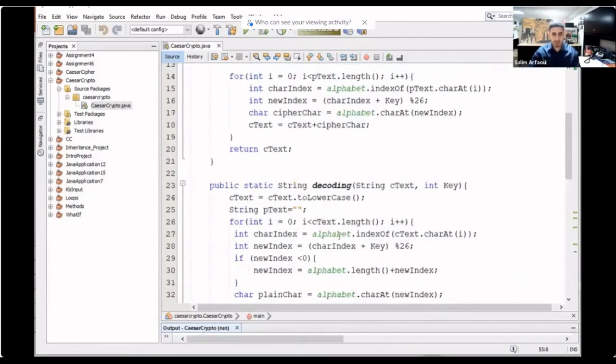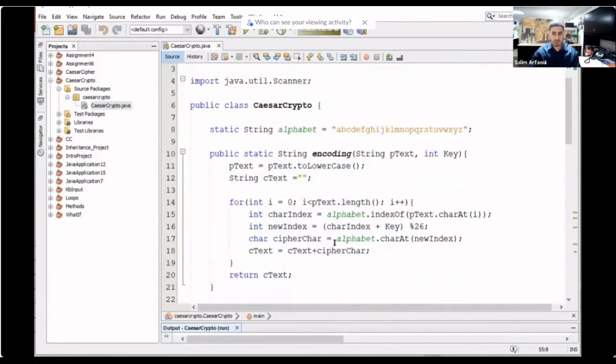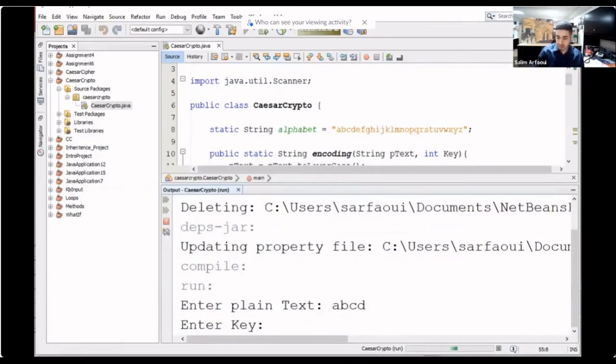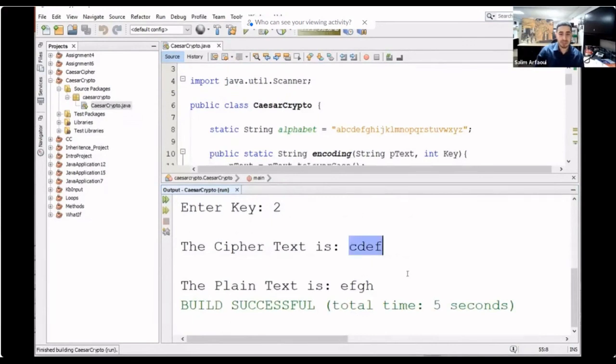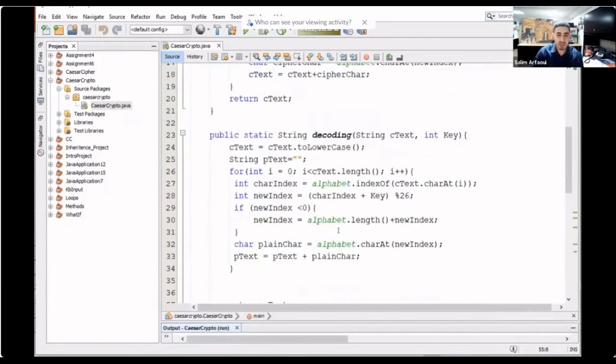In my encoding, first of all. All right, so index, okay, that should be fine. Actually, let me debug it this way. So A, B, C, D, and then 2. So the encoding is correct, C, D, F. However, this is wrong. So decoding is the problem. So decoding.